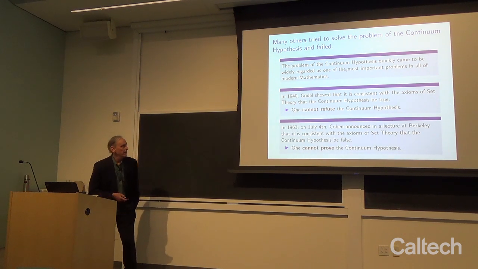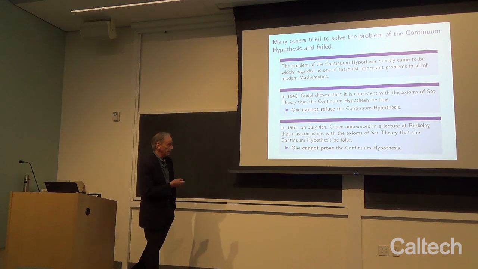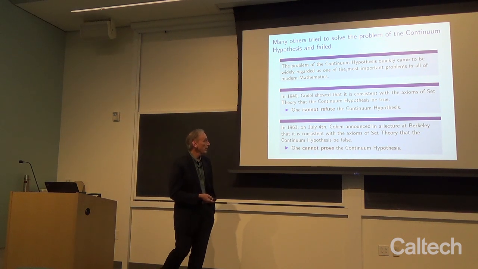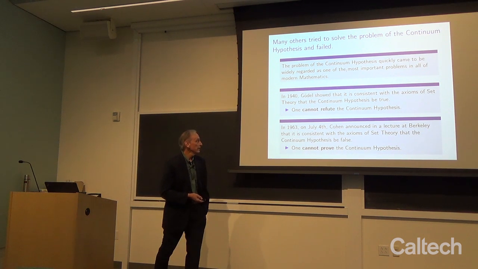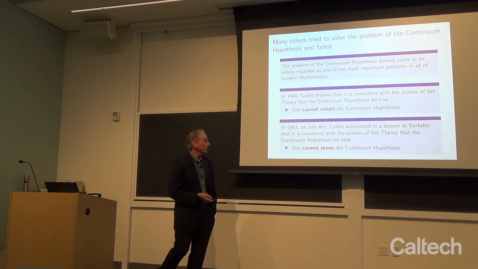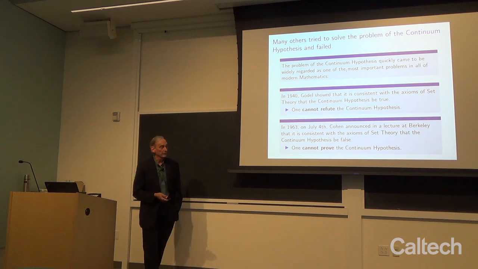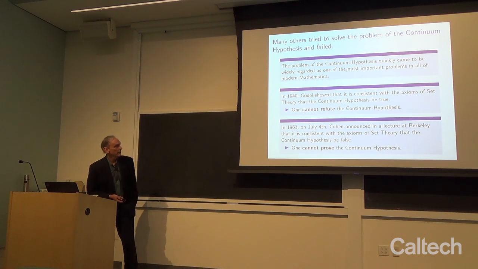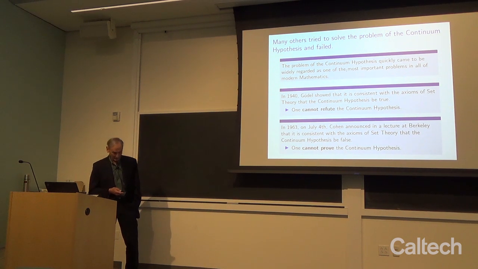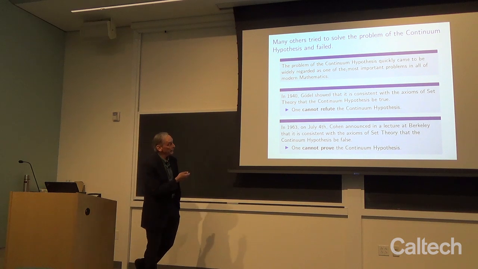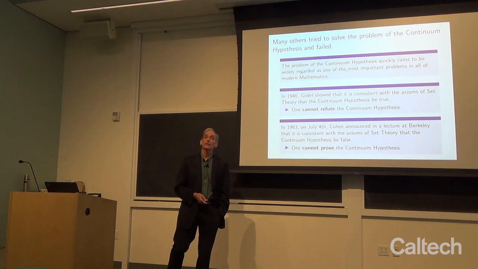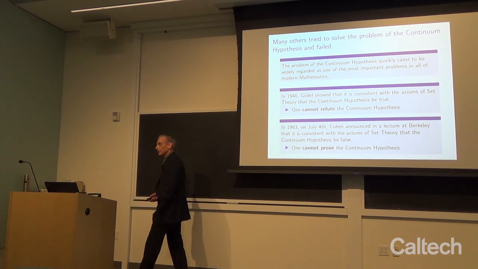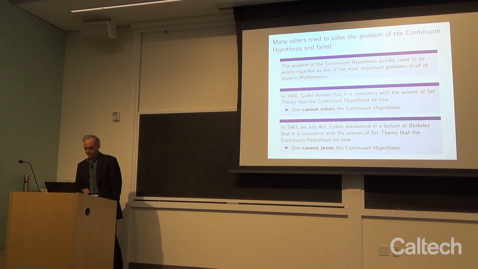And then the modern era of set theory arguably began in 1963 with Cohen's announcement at Berkeley on July 4th that it's consistent with the axioms of set theory that the continuum hypothesis be false. So you can't prove the continuum hypothesis. The fact that July 4th is Independence Day, I'm sure is a coincidence. What these two results tell you is that the continuum hypothesis is independent of the axioms of set theory.